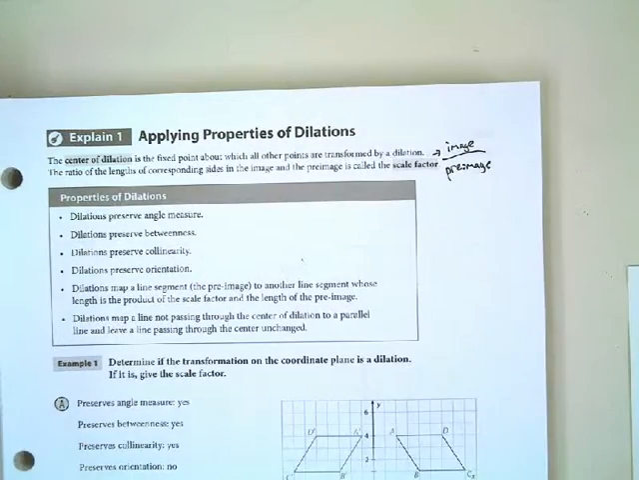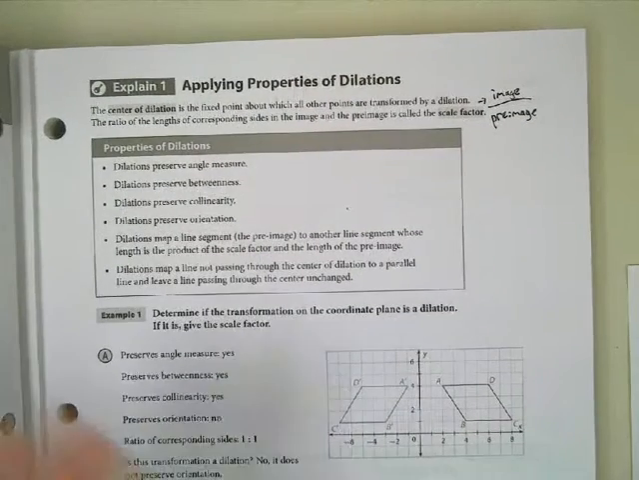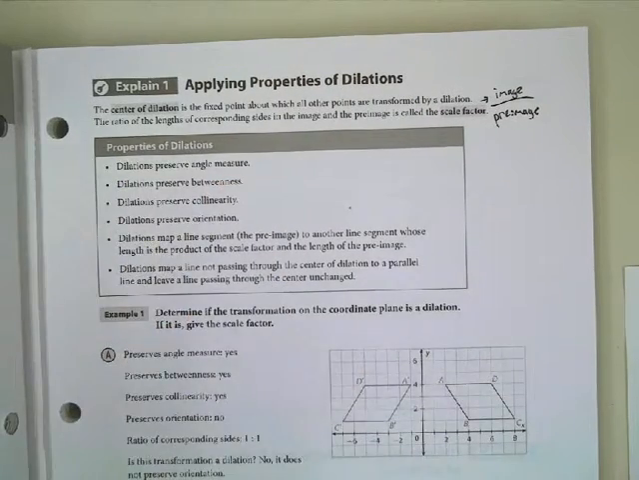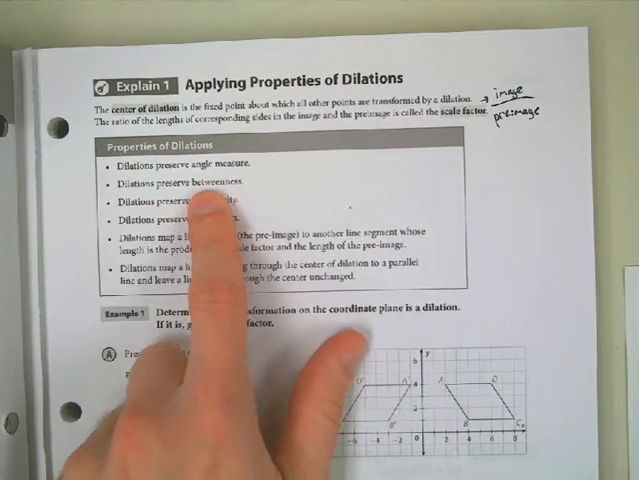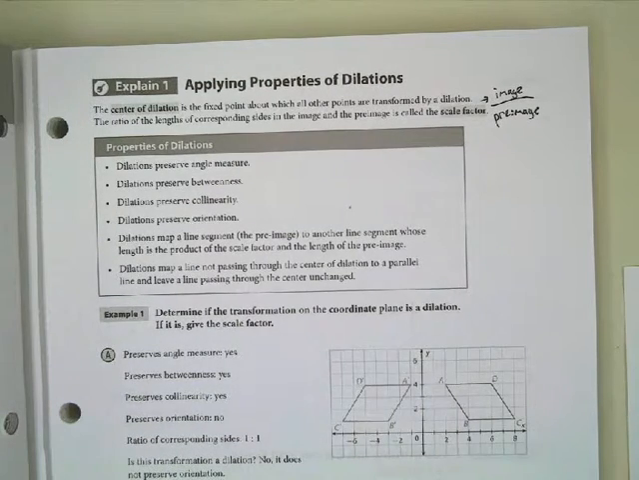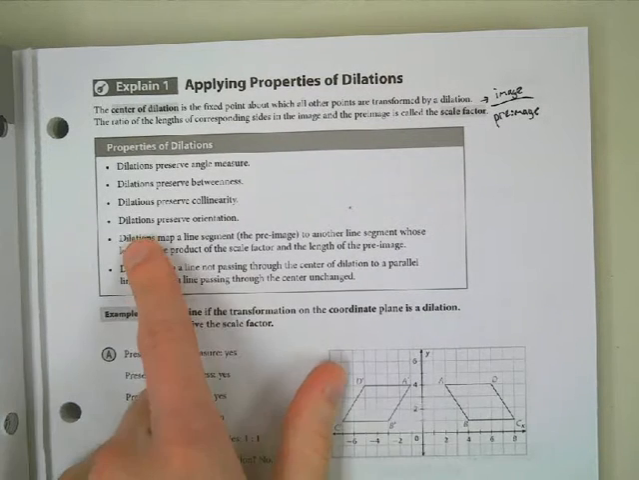Dilations preserve angle measure. Duh, we knew that. Dilations preserve betweenness. So that means if you have a point between 2 points and you dilate it, that point will still be between the other 2 points. Collinearity. What does it mean to be collinear? To share the same line. Be on the same line. Okay? Right, coplanar, exactly right. Dilations preserve orientation, so you don't change the order of things or where it's oriented.